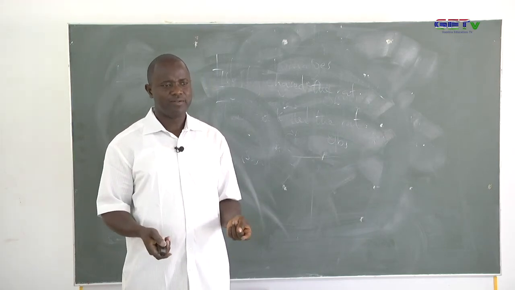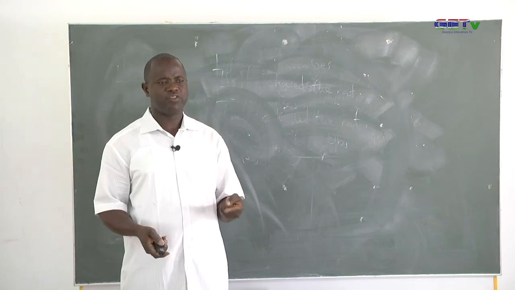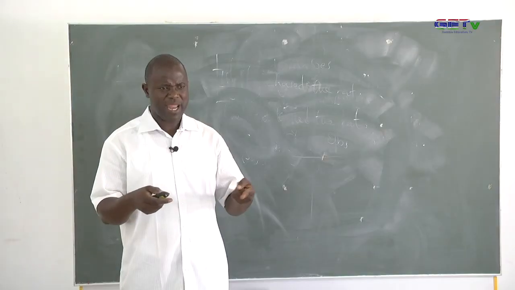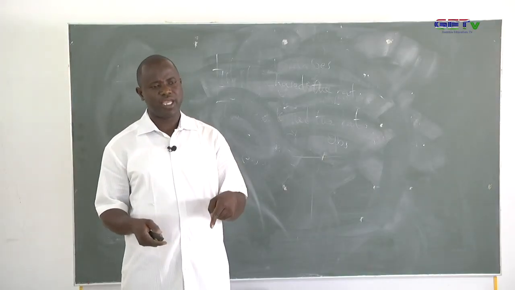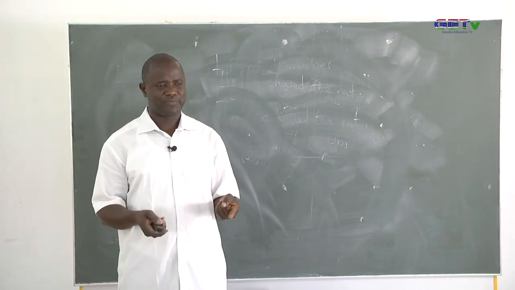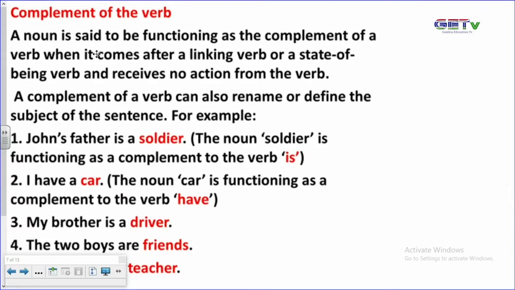So as you can see, sentence number 1, John's father is a soldier. Is, a primary auxiliary verb, of course, followed by a noun, a soldier, makes the sentence complete. So here, John's father is a soldier. The same thing applies. Is as a primary auxiliary verb, a soldier came in as the complement. I have a car. The same thing applies. Have as an auxiliary verb, followed by a noun, car, completes the meaning of the sentence.